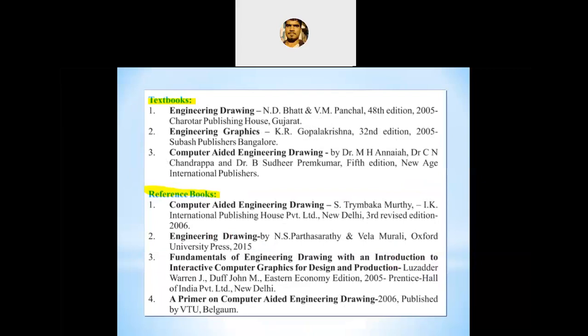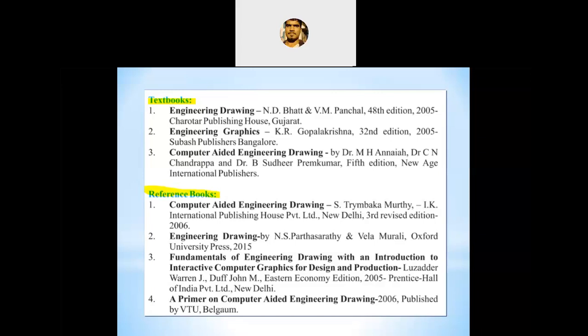And coming to the textbooks and references. Generally, ND Bhatt is one good textbook. RKR Gopal Krishna is also another textbook. And Computer Aided Engineering Drawing by MH Annaiah and DC Chandrappa. Okay, so these are the other textbooks. These are the three university-preferred textbooks. Of course, there are so many books available for engineering drawing, but these are the three important textbooks suggested by the university. And if you want, you can refer to some other books as reference books.